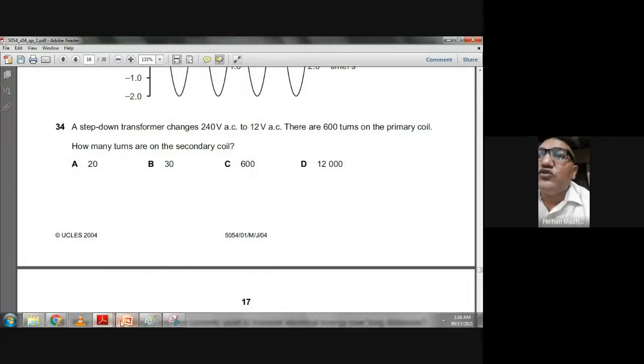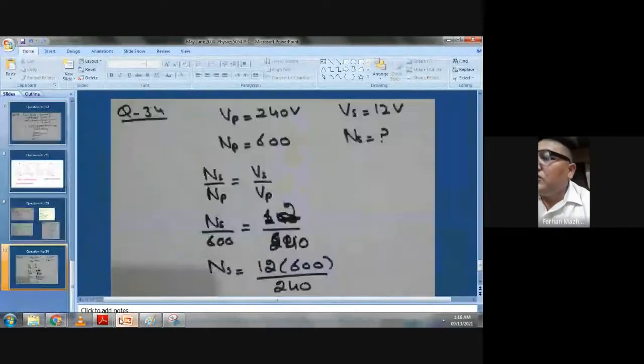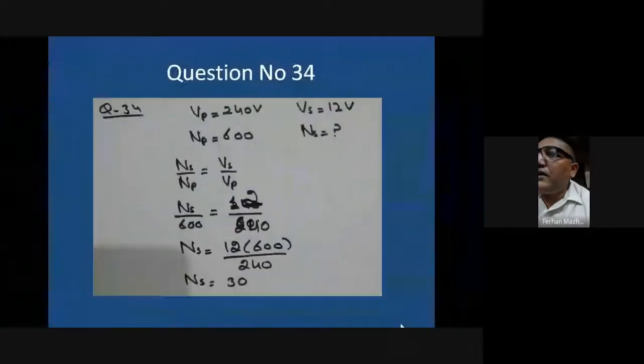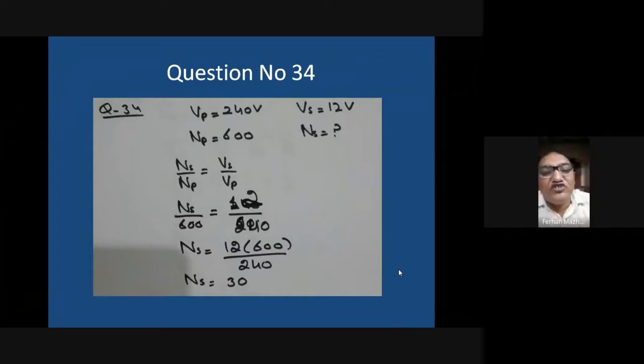Very simple. Let me show you my work. So question number 34, the primary voltage is 240 volt, the secondary voltage is 12 volt. The turns in the primary are 600, and the number of turns in the secondary is the question. We know that Ns/Np = Vs/Vp. Ns is the question, Np is 600, Vs is 12 volt and Vp is 240. So just cross multiply it. Ns = 12 × 600 / 240, and Ns will be 30 turns.